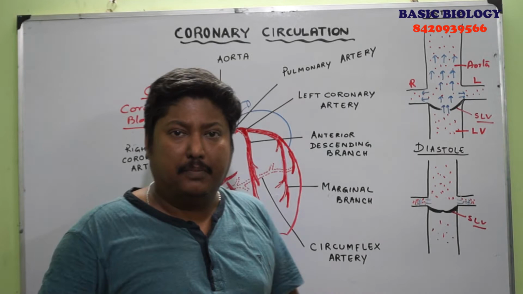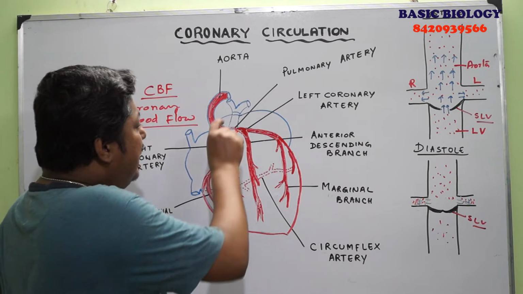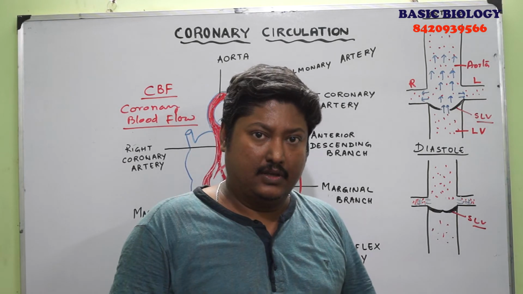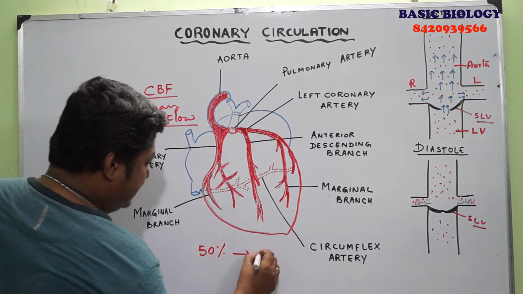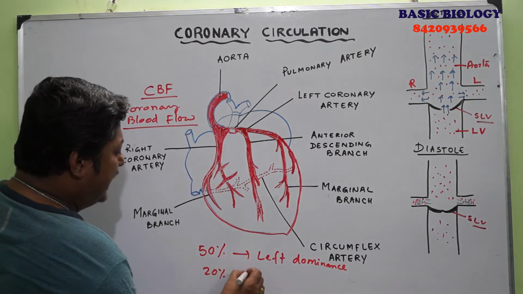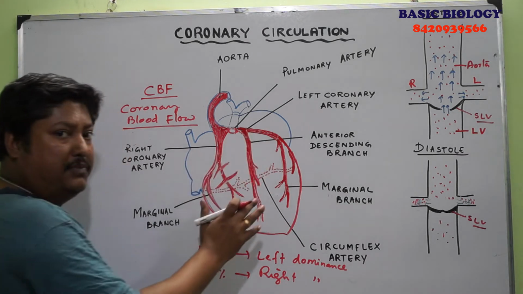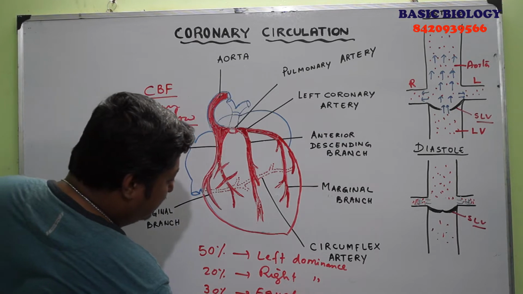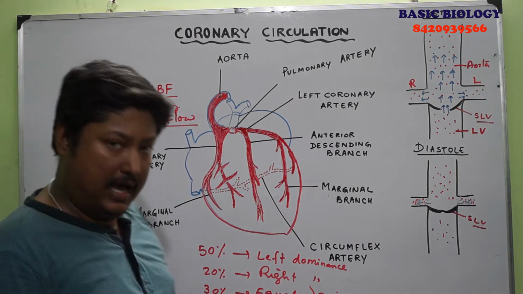In the majority of people, say 50%, the left coronary artery supplies the maximal blood, which is known as left dominance. 50% of cases are left dominance. In 20% of cases right dominance occurs, that is, the right coronary artery supplies the maximum portion of the heart. And in 30% of cases equal dominance occurs, that is, both arteries participate in circulating blood throughout the heart.